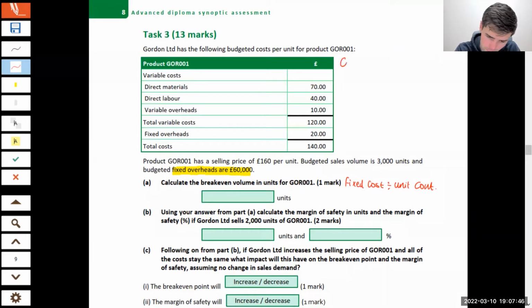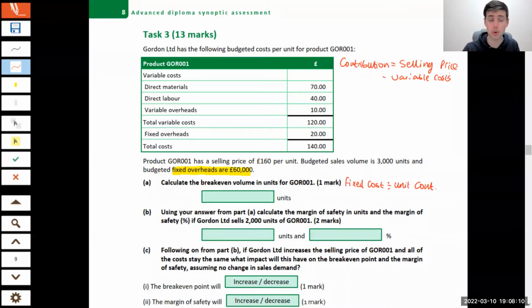So contribution, just as a nice refresher, is my selling price less all my variable costs. That's important now. It's less my variable costs, not my fixed ones, because I'm going to use the contribution to cover those costs. So based on that information, let's start to pick through the question.